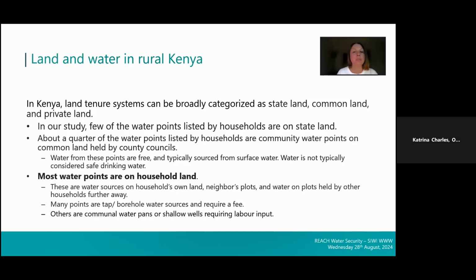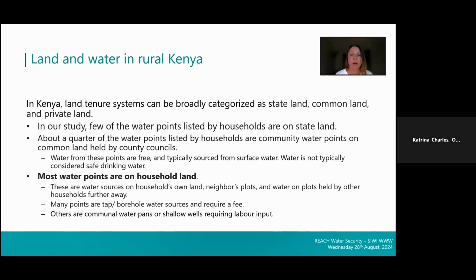There's also private land that's owned by individuals under freehold titles, but most rural land is held by households under customary law. In our study, very few of the water points, less than 5% of those listed by the households, are on state land. About a quarter of the water points listed by households are community water points on common land held by county councils. So this is water that's free. It's typically sourced from surface water, so it tends to be water dams that require some labor input from the households that use it in the community. But the water is typically not considered safe drinking water.